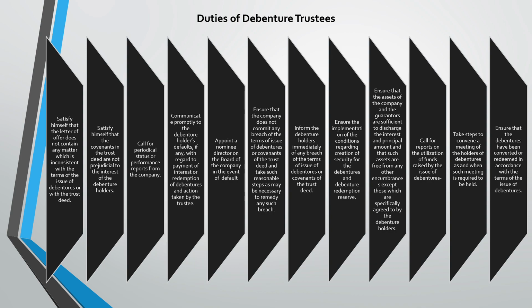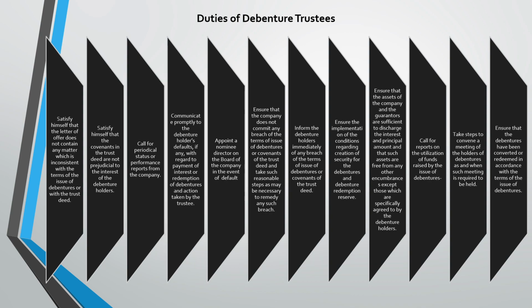The debenture trustee also has a duty to appoint a nominee director on the board of the company in the event of default. This default includes default in the creation of charge on the assets of the company, default in redemption of debentures, and default in payment of interest during the two immediately preceding financial years. So if there is a default in any of these three conditions, then they can appoint a nominee director. So they will come to know about the happenings of the company.